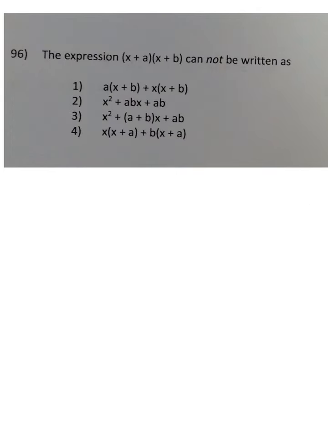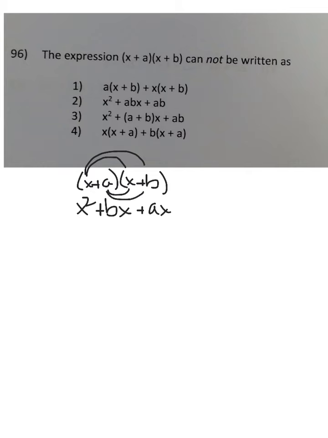All right, so it gives you this expression, x plus a and x plus b, and they're being multiplied, and it wants to know which one cannot be written as this, x plus a and x plus b. So my thought process is, let me just multiply this out. So that gives me x squared. I'm going to multiply this out. That's going to give me bx. I'm going to multiply this out. That gives me ax. And lastly, I'm going to multiply those two, and that's going to give me ab. Okay, now these guys right here are not like terms because this is a b and this is an a, so I can't add them.